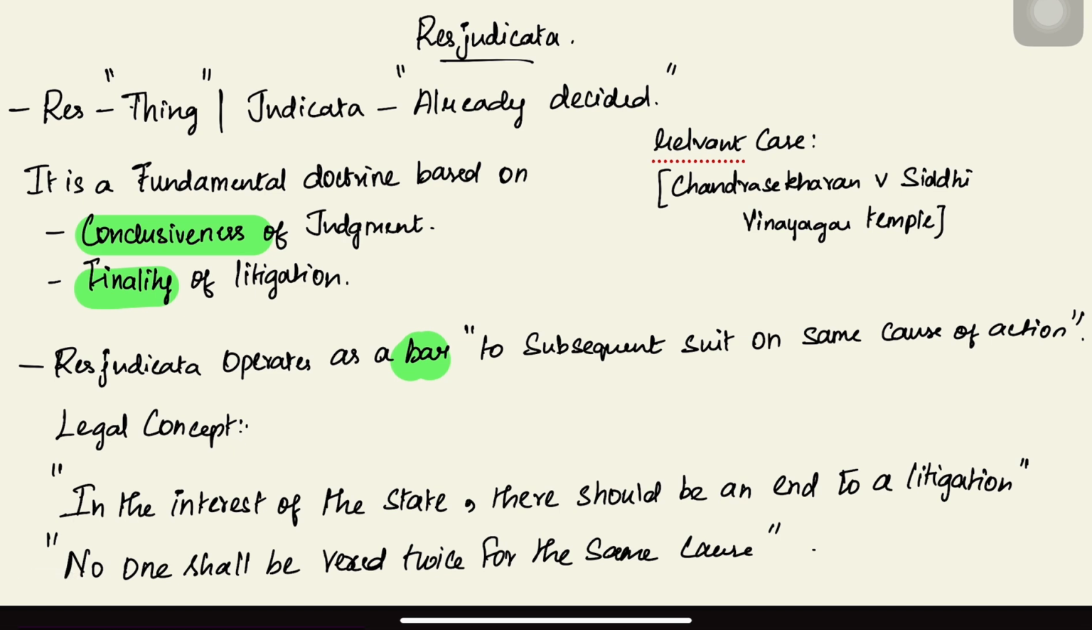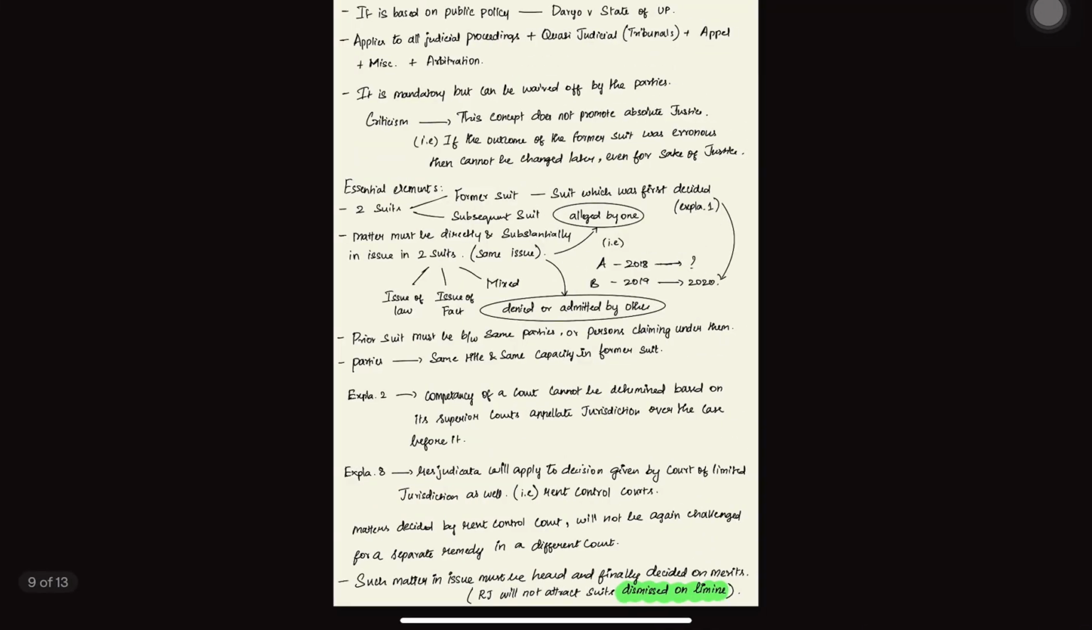And it is a legal concept based on two legal maxims that I have translated into English. In the interest of the state, there should be an end to litigation, and no one can be vexed twice for the same cause. This also applies for double jeopardy when it comes to criminal law. But in civil law, it shall be applied with the concept of res judicata. No one shall be vexed twice for the same cause.